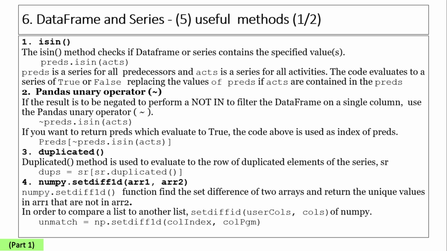The numpy setdiff1d function finds the set difference of two arrays, array 1 and array 2, and returns the unique values in array 1 that are not in array 2. Array 1 is the input array and array 2 is the input comparison array. This method is used to compare the column names of your worksheet with the column names written in this program. Column names on the worksheet are required to match those of the program code.